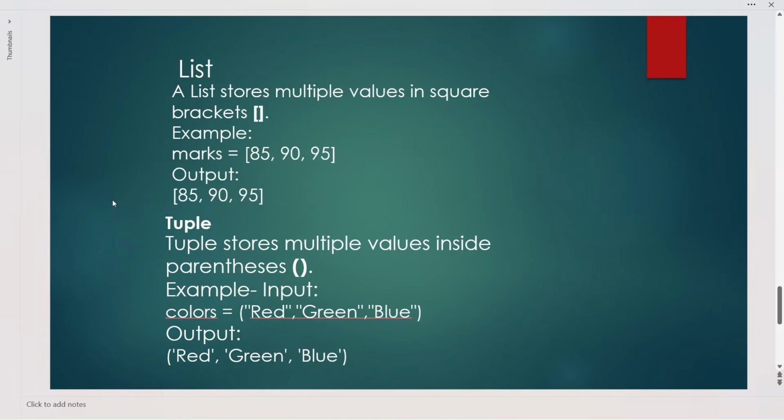Then tuple. What is meant by tuple? Tuple is also used to store multiple values like list, but we write the values inside parentheses. In between these parentheses, we are going to give the values. For list, we are going to use square brackets. In tuples, we are using parentheses.